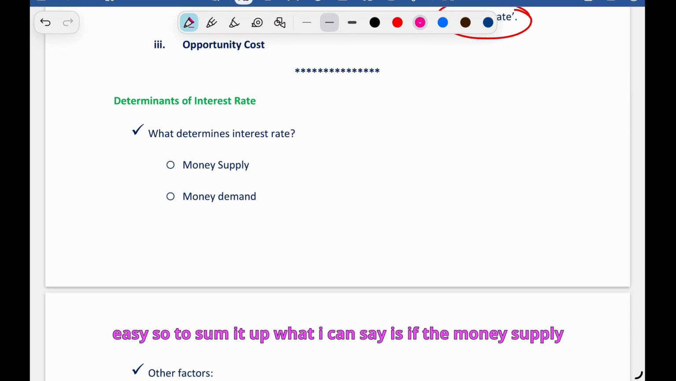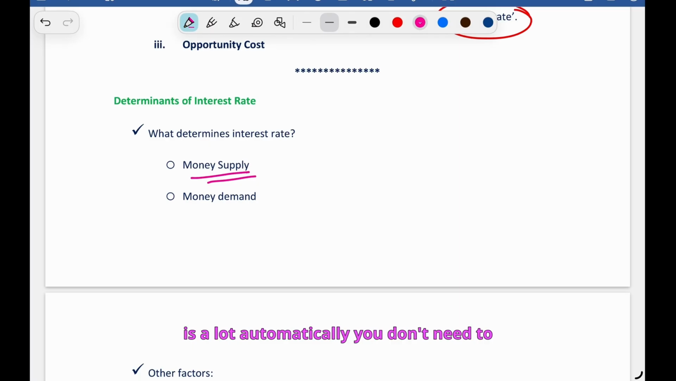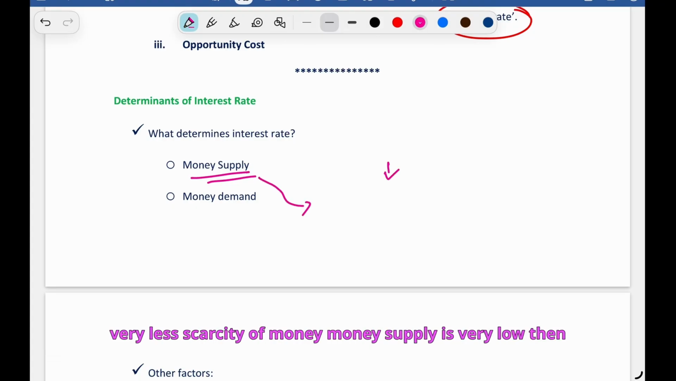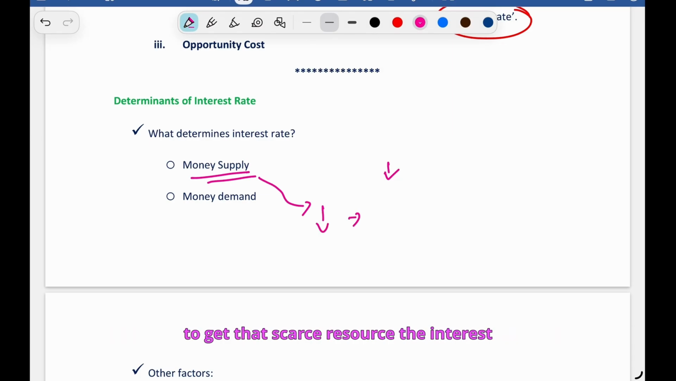So to sum it up, what I can say is if the money supply is a lot, automatically you don't need to worry. Money is available just like that. So the interest rate will go down, because there is very less scarcity of money. If money supply is very low, then to get that scarce resource, the interest rate has to be more to attract that scarce resource of money.